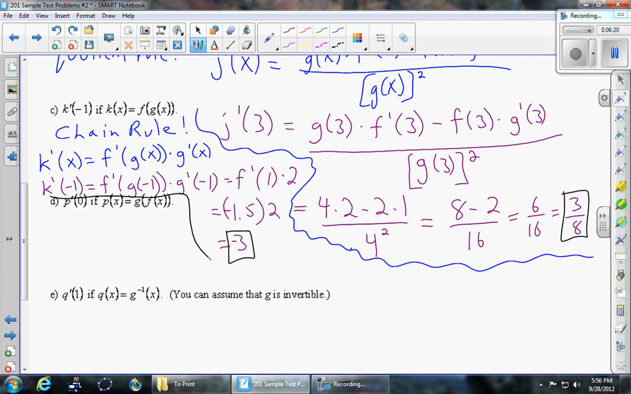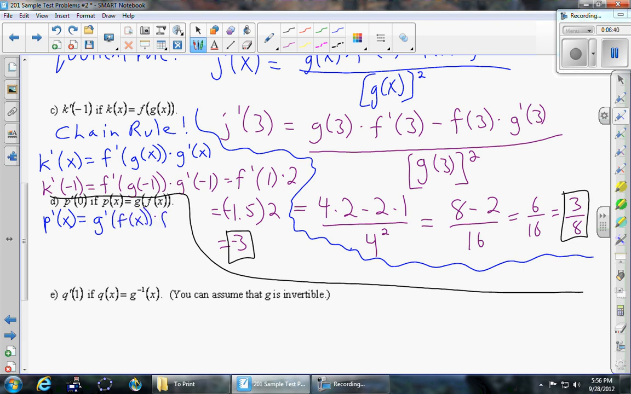Again, I'll draw something in here just to make sure we don't get the problems mixed up. Next one, p prime of 0 if p of x is equal to g of f of x. Same idea, still chain rule. P prime of x equals the derivative of the outer times derivative of the inner. G prime of f of x times f prime of x. We'll replace all of those x's with zeros.